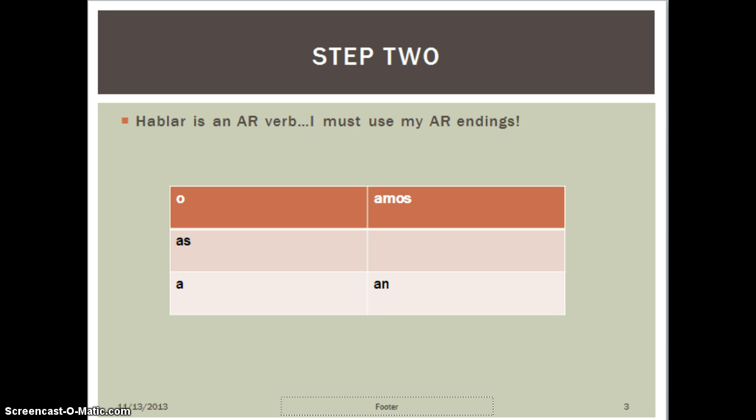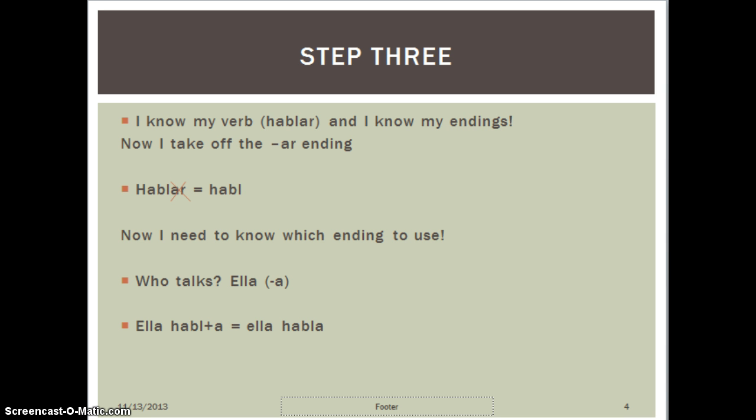Step two, we have to know our AR endings. O, as, a, amos, an. Step number three, I know my verb, hablar, and I know my endings. Now I take the AR ending off. So from hablar, I'm left with habl. Now I need to know which ending to use. This is where it gets a little tricky. I have to pick my subject. So I need to know who talks. If it's she talks, I'm going to use ella. That means that my ending is going to be a.